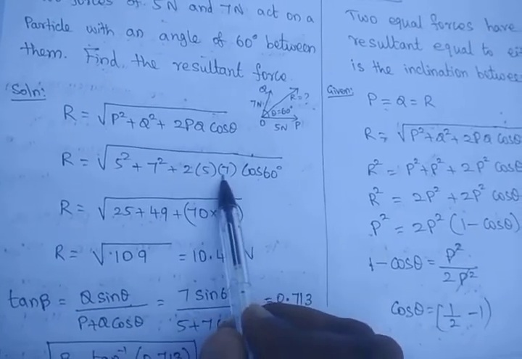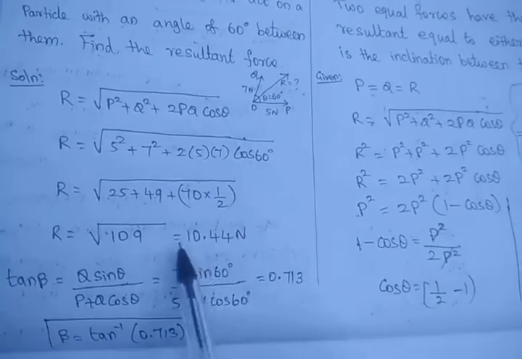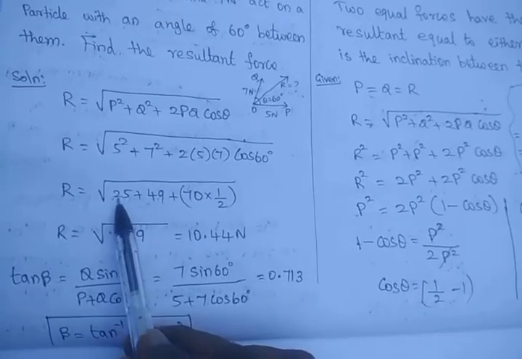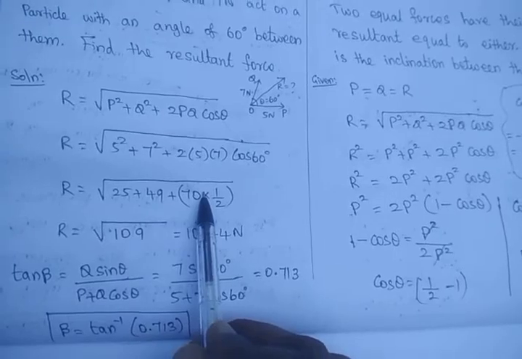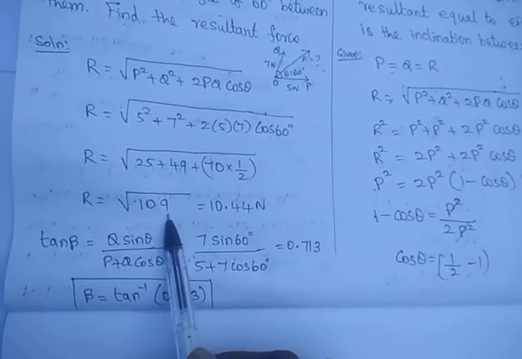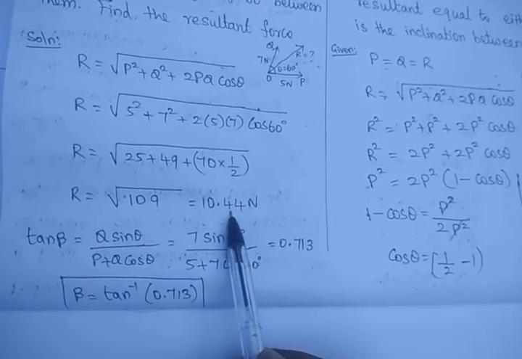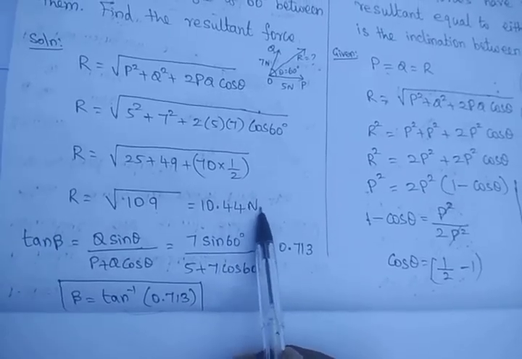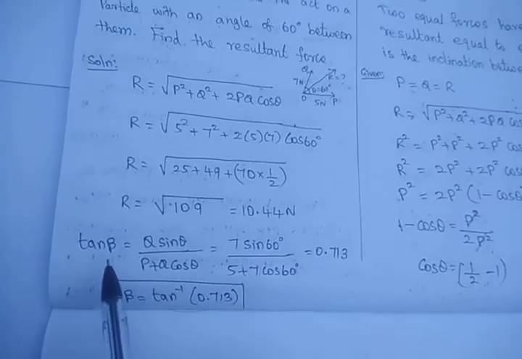So if you multiply 2 into 5 into 7, we get 70. Here it is 35. So if you add 25 plus 49 plus 35, we get an answer 109. So taking a square root, we get an answer 10.44 Newton. So what is the direction?